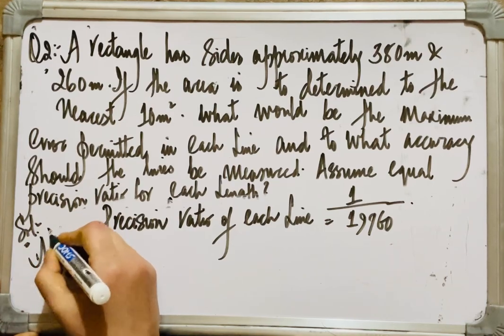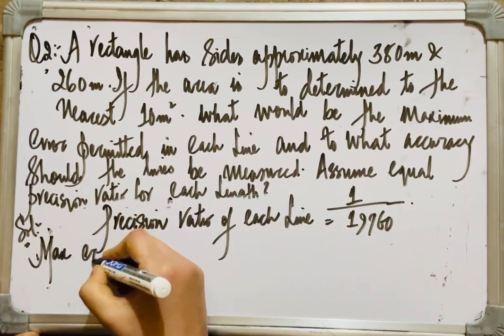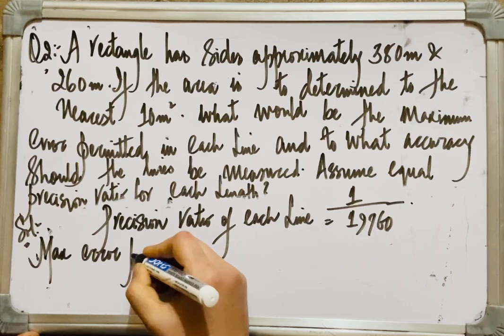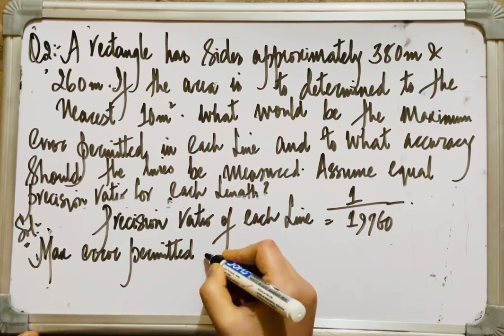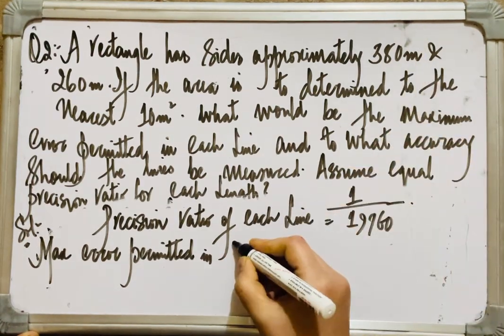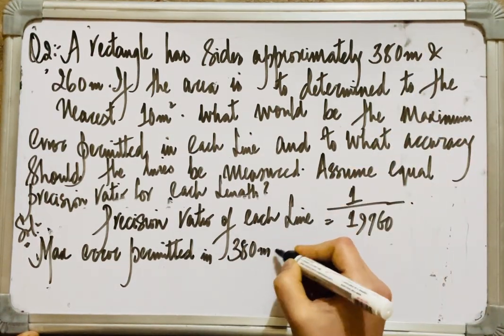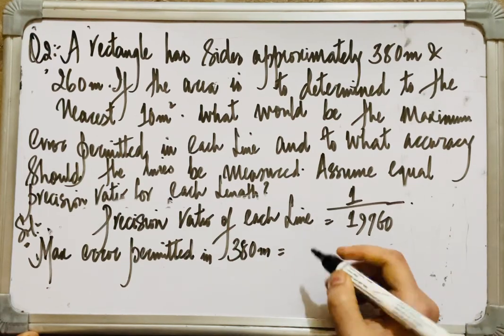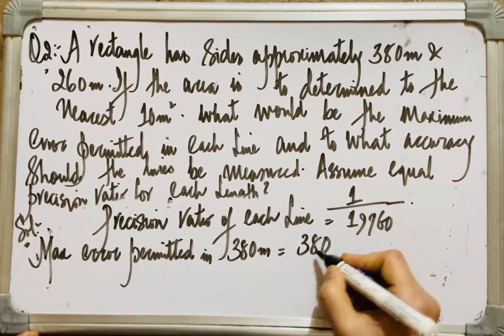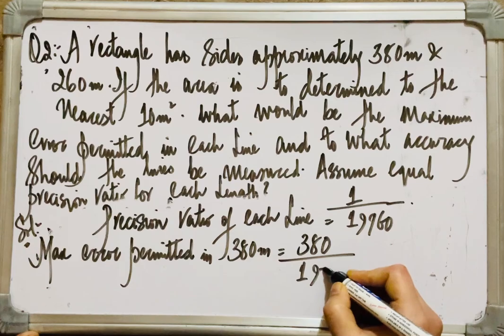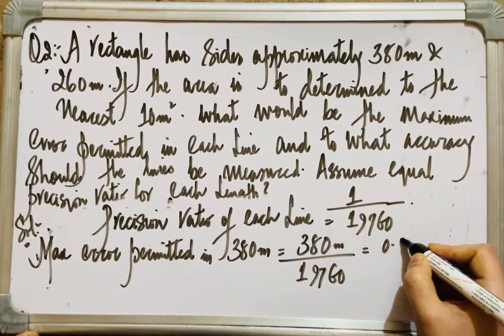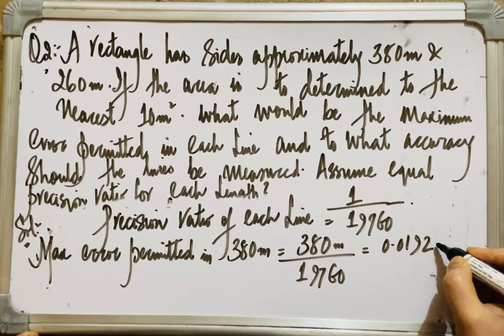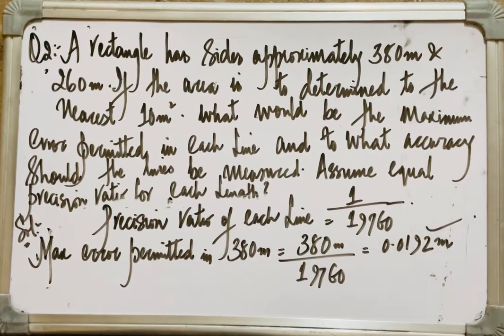That means maximum error permitted in this length 380 meters is how much? Multiplied by the precision ratio, 380 divided by 19760. This is equal to 0.0192 meters. This is the maximum error permitted in this length.